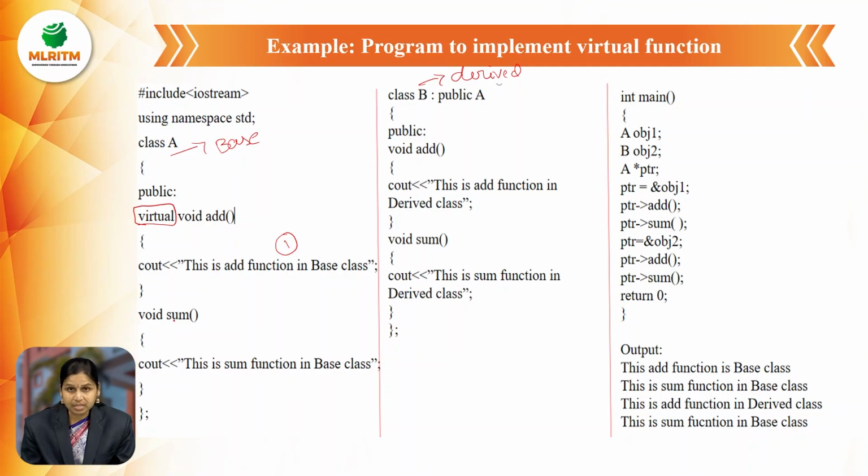But when we observe this sum, it is not a virtual function, it is a normal function. So, here the sum function is overridden, but not the add function. The add function in the base class is a virtual function. When we use the keyword virtual, the control sends the call to the child class, and it does not execute the base version a second time.